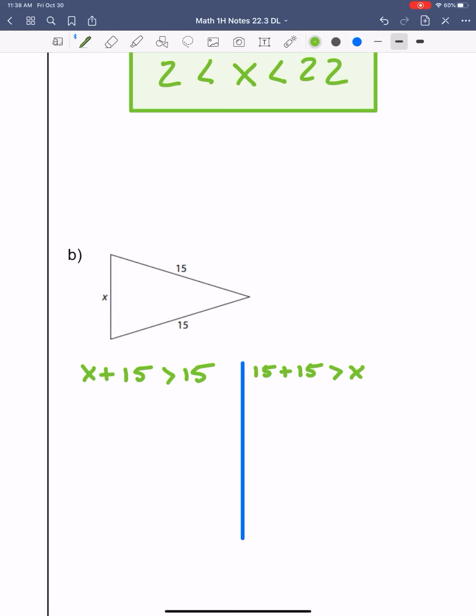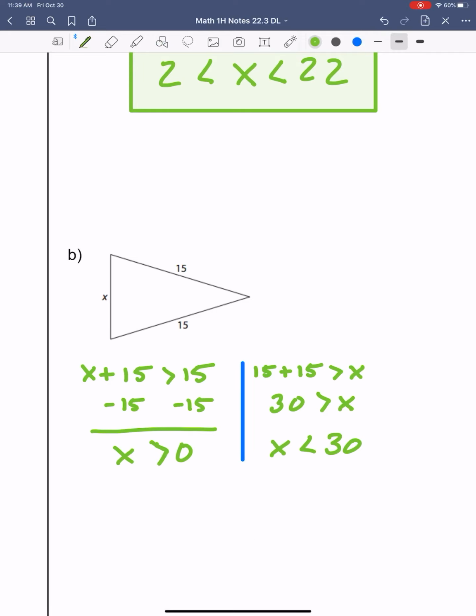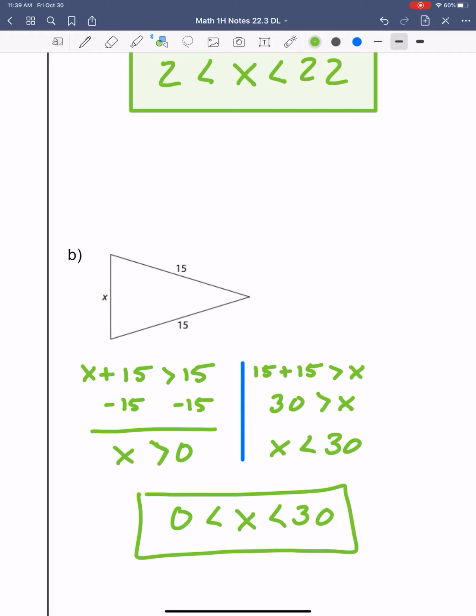I'll go ahead and simplify these. So start by subtracting 15. So I've got x is greater than 0. And then over here I got 30 is greater than x. I can rearrange that so it says x is less than 30, right? Flip that around. And so I end up with these two scenarios here where x has to be less than 30 but greater than 0, so somewhere in between there. And if x is in between 30 and 0, then I will be able to build my triangle.